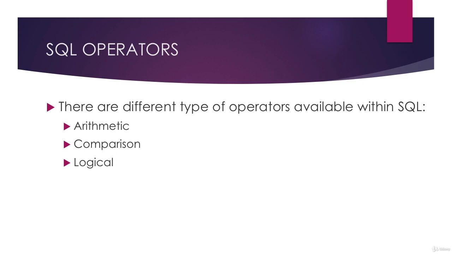An operation can be whether you want to compare two fields, or you want to select only a few fields from a table, or you want to filter some rows. All these operations are performed by SQL operators. There are different types of operators available within SQL. Some of the most important types are arithmetic operators, comparison operators, and logical operators. So let's have a look at each one of these.